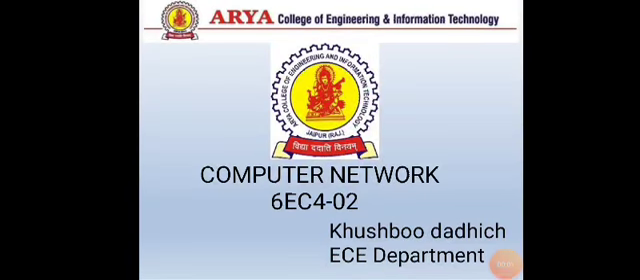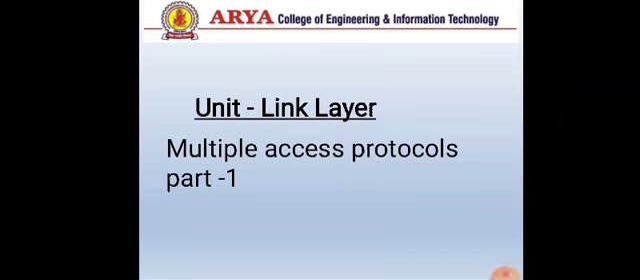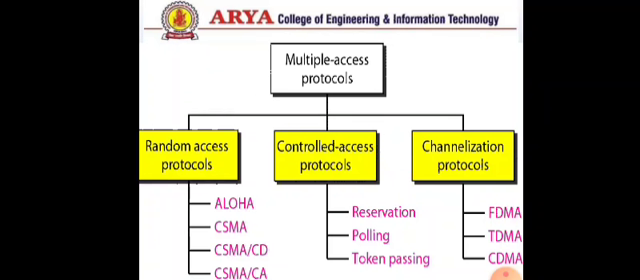Dear student, in this lecture we are going to learn about computer networks, and the topic is multiple access protocol. The unit is the link layer. Multiple access protocol is used when a number of stations use a common link of a communication system; we have to use a multiple access protocol in order to coordinate the access to the common link.